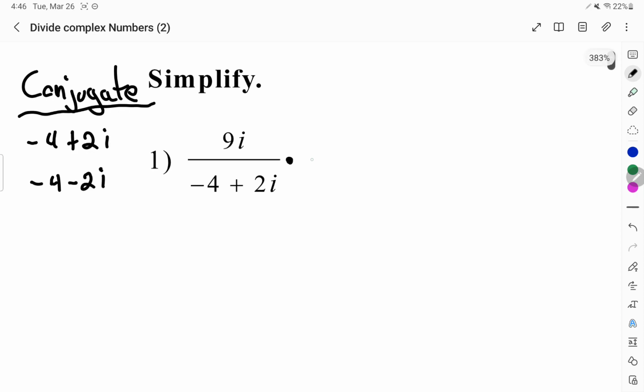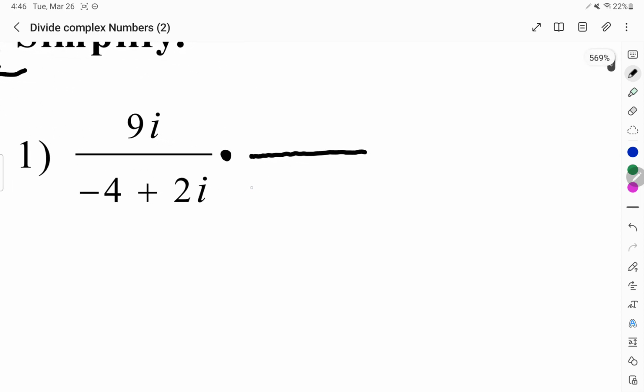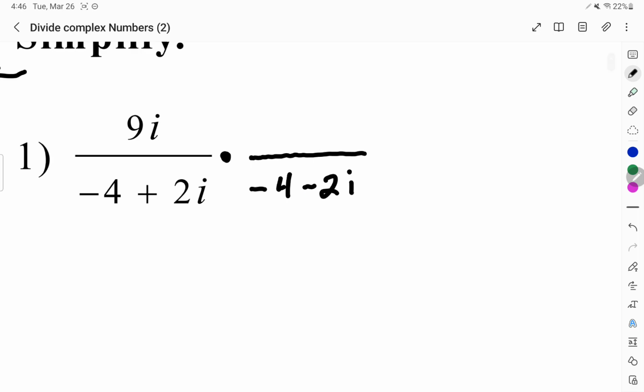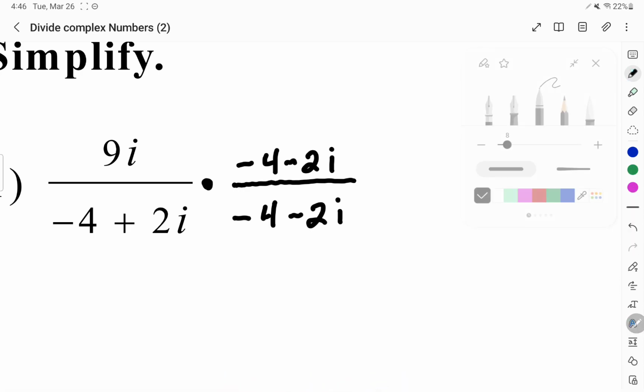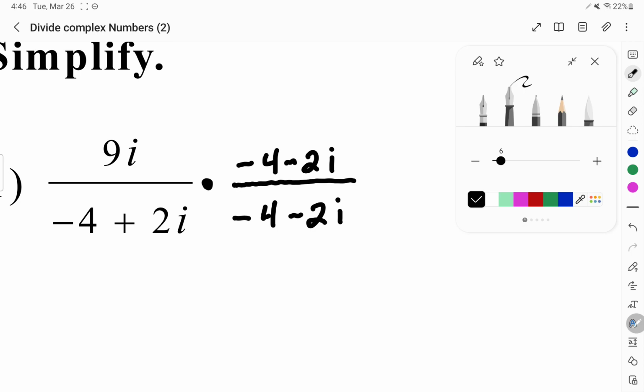So we're going to multiply top and bottom by negative 4 minus 2i. Okay, that's the first thing that we're going to do. What I do to the bottom, I do to the top. So that was the same thing, minus 2i. Okay, perfect. Now let me pick this one. I like how the writing shows up on that one.